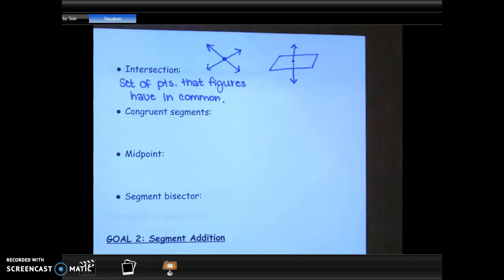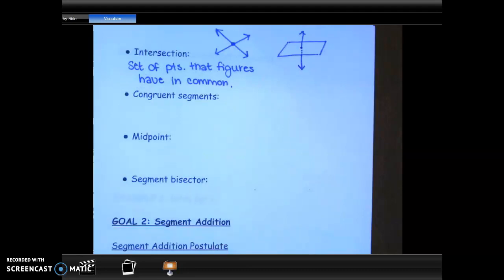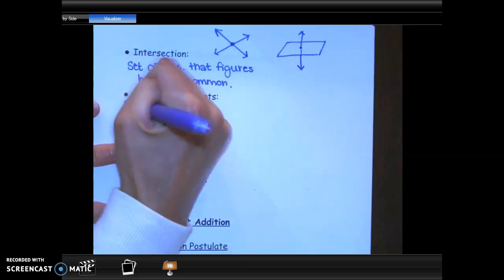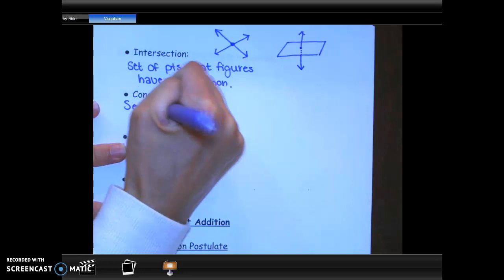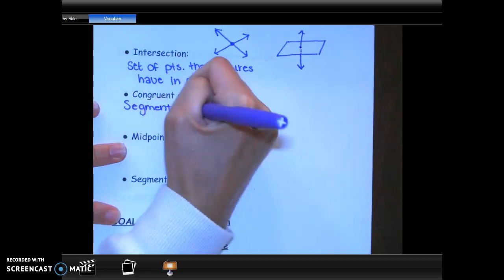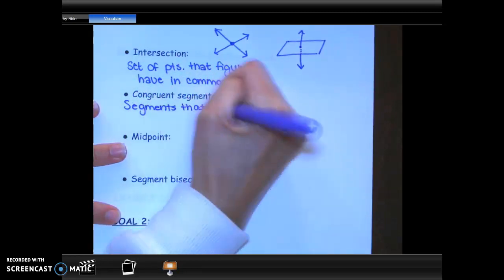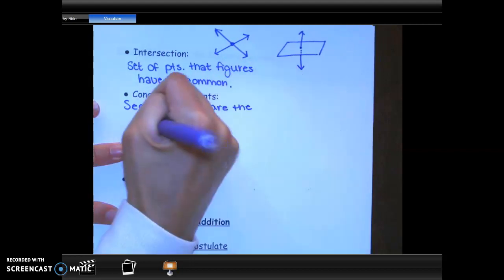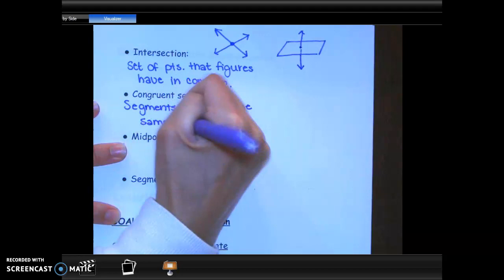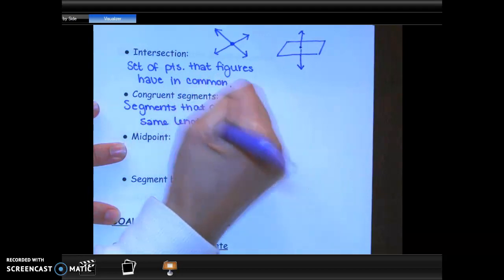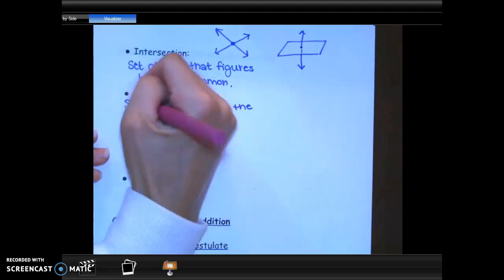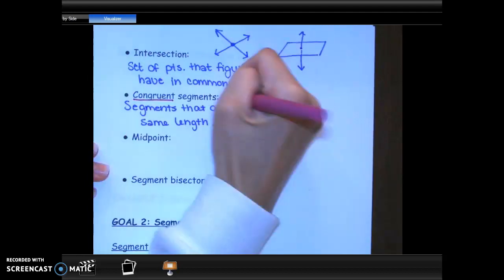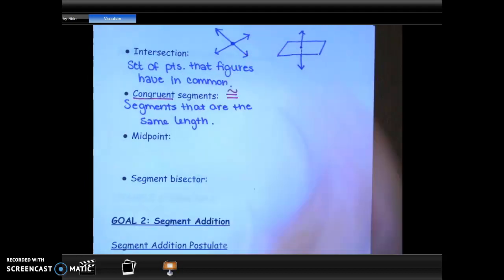of a room. All right, congruent segments. These are segments that are the same length. The symbol for congruent is an equal sign with a squiggle on top.